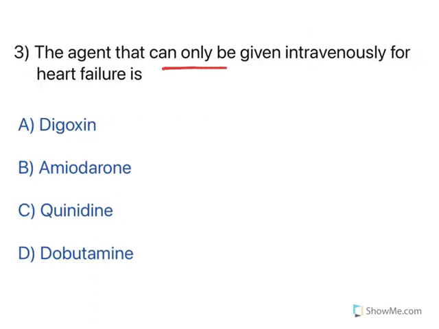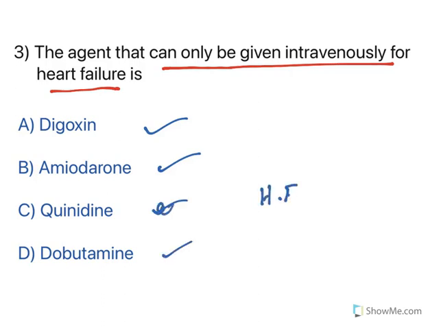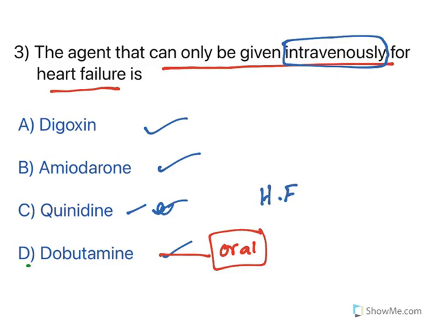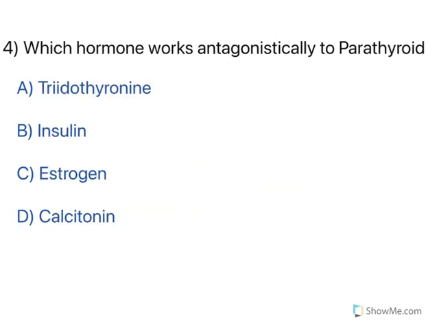Now, the agent that can only be given intravenously for heart failure is, you need to figure out what that particular agent is. See, digoxin, amiodarone, quinidine, dobutamine, all of them except quinidine can be used to treat heart failure. Now quinidine is used to treat arrhythmia. But the question asks which can only be given intravenously. So you need to find a drug which cannot be taken orally, and that is dobutamine. Because it is orally inactivated, it can only be given intravenously. So the right option is D, dobutamine. Moving to the next one.